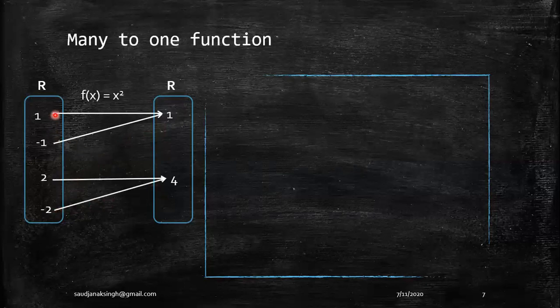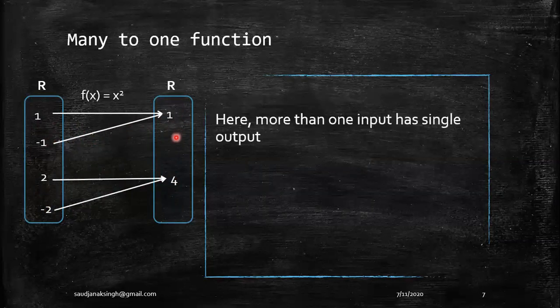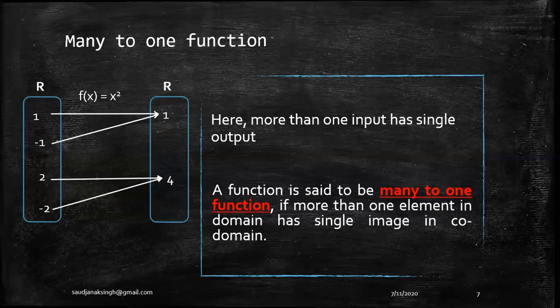More than one element, many elements in the domain, has a single output. 1 and minus 1, two pre-images, two elements in the first set, two elements in the domain have a single image. 2 and minus 2, two elements in the domain have a single image. All right, so that type of function is called the many to one function. Many elements have a single image, that is called the many to one function.